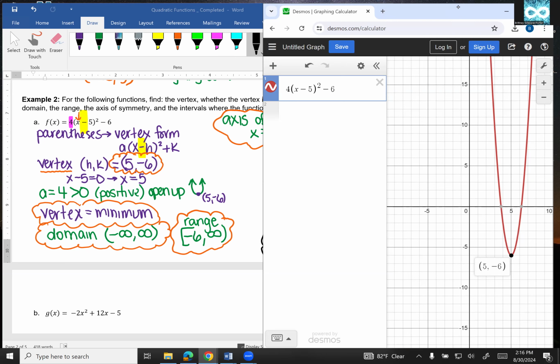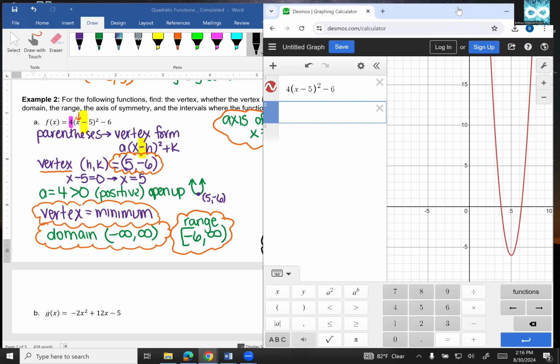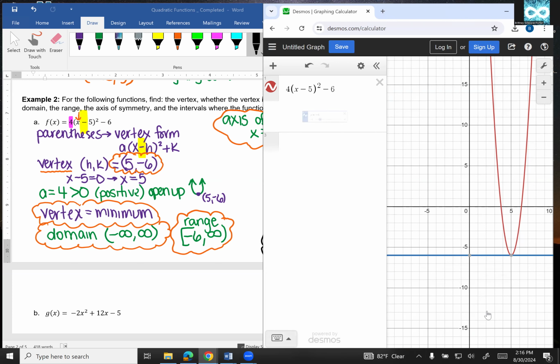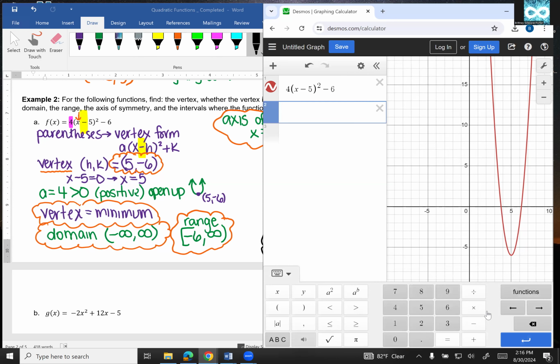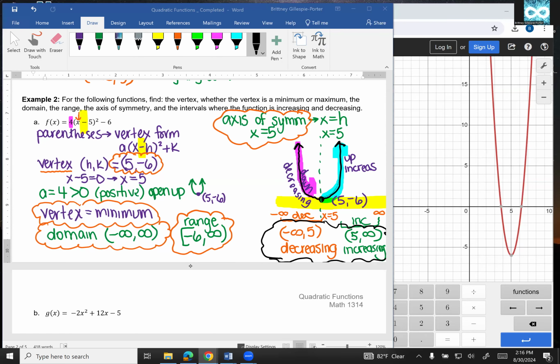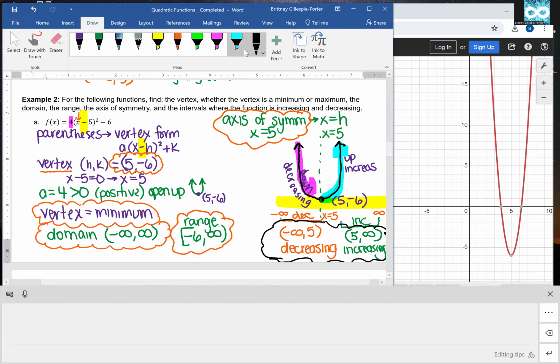Our range, we still have the lowest point hitting the y-axis at -6. I just graphed this line so you could see where the point was, since I can't highlight it right now. You can see that our axis of symmetry is x equal to 5. It split our graph completely in half. It's my green line right now. And then you can see that we are reading from left to right, decreasing because our graph is going down. And then at the vertex, we switch up and we are increasing. So you can use your graphing calculator to double check, but remember you have to be able to do all of it by hand.